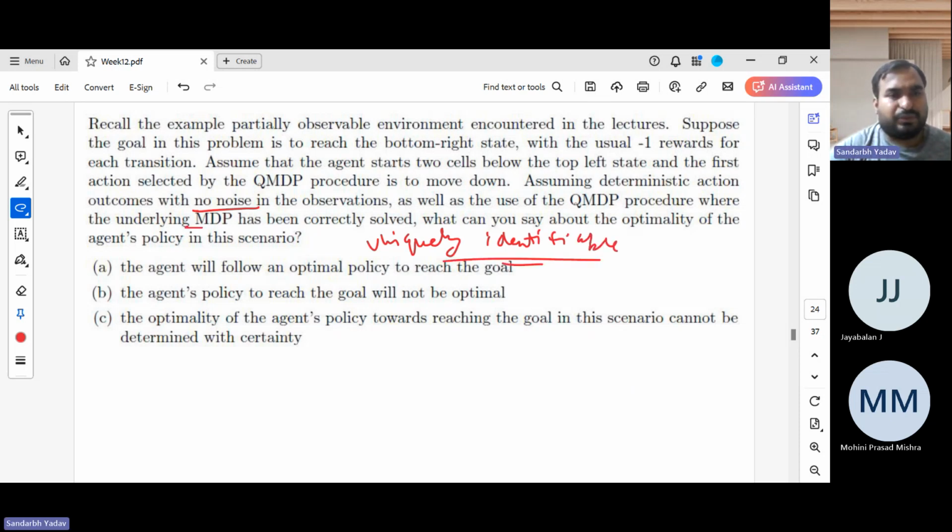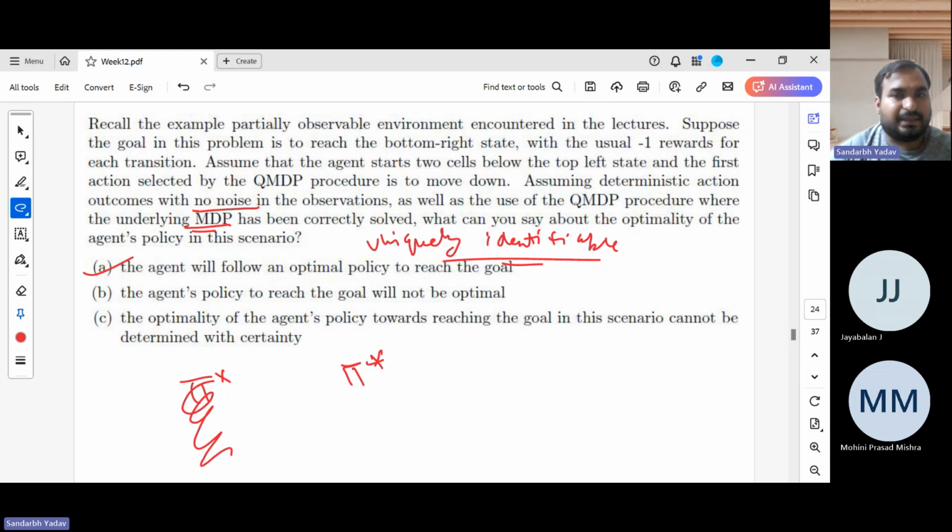So now using this, by solving this MDP, you got some policy, 5 stars. And they are basically asking, if you have solved this MDP correctly, you have reached this 5 star policy. What can you say about the optimality of the agent's policy in this scenario? So from the DP scenario, what will happen with this 5 star? The agent will follow an optimal policy to reach the goal.